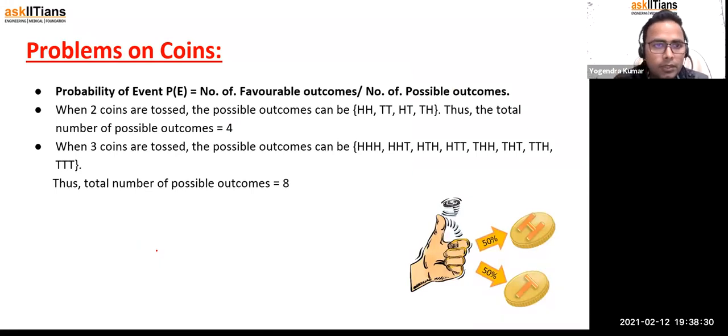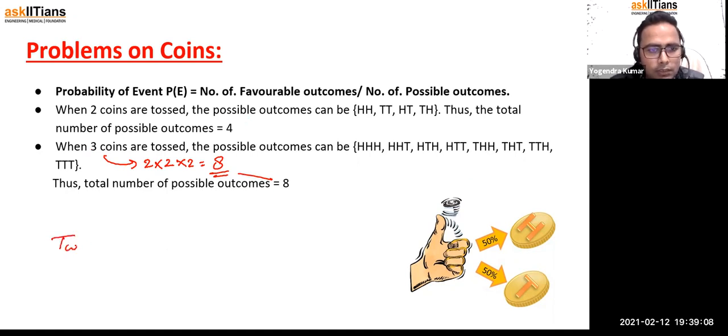Problems on coins. Okay, probability of an event E is equal to the number of favorable outcomes divided by total possible outcomes. When two coins are tossed, possible outcomes will be HH, HT, TH, TT. Thus the total number of possible outcomes will be 4 here, right? When three coins are tossed, you need to remember how many cases there will be. Three coins means on the first coin two possibilities, on the second coin two possibilities, and likewise on the third. So this is how we get 8, right? When two coins are there, 2 into 2.